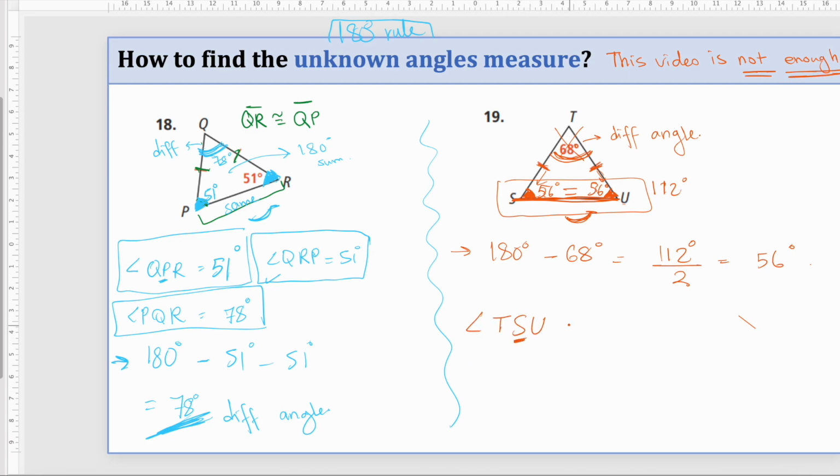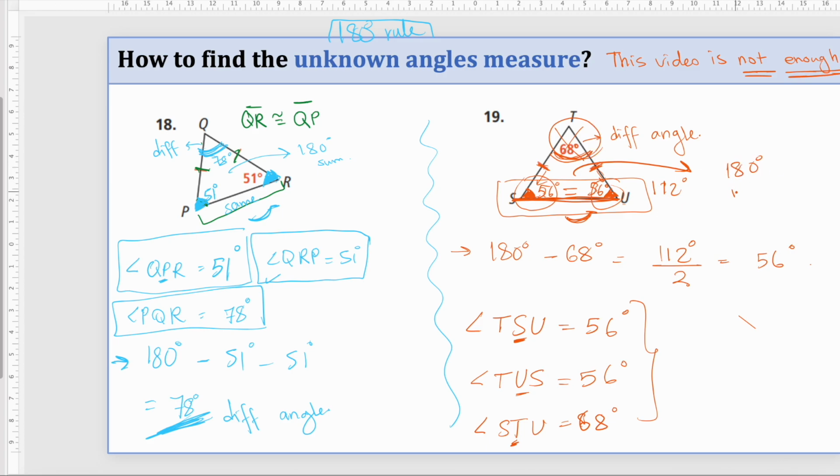TSU, which is in S, is 56 degrees, and angle TUS, which is angle U, is also 56 degrees. And they gave me angle STU, which is, they already gave it to me, 68. If you want to double check your work, add them up again. Add all of these angles, this one, and this one. You're supposed to get a sum of 180 degrees. You can add them up and check. Always check your work.